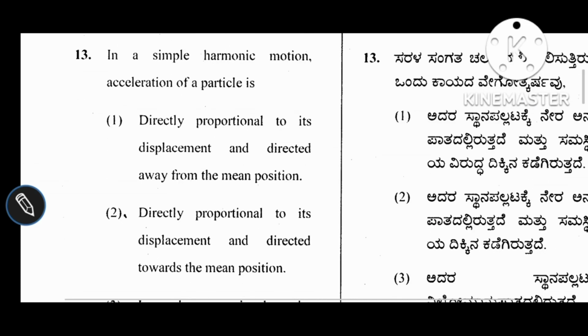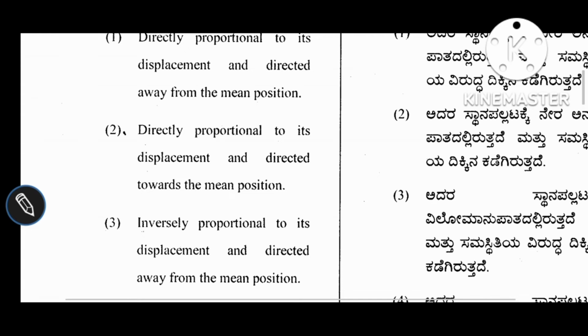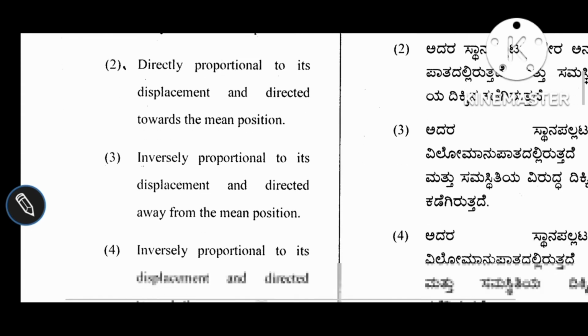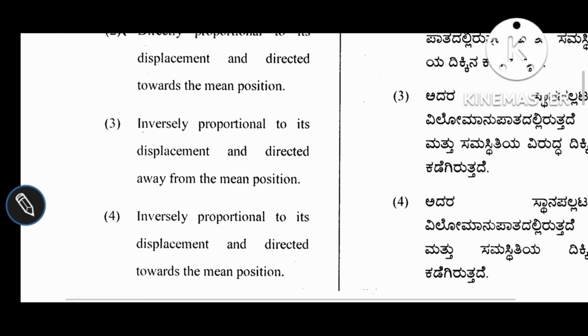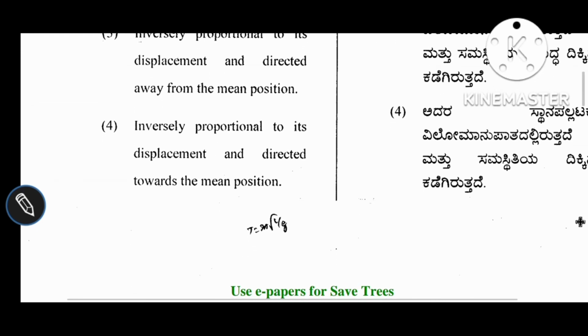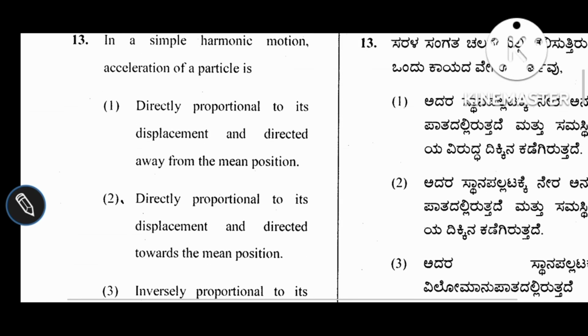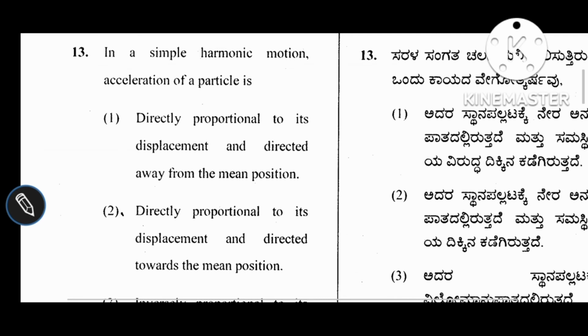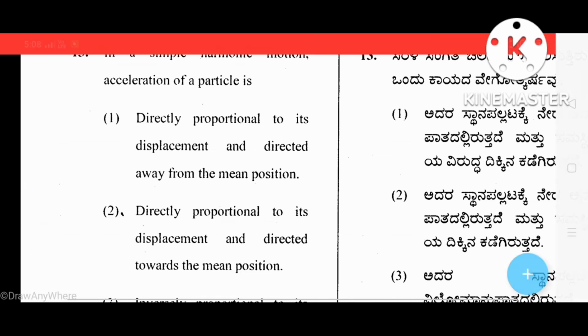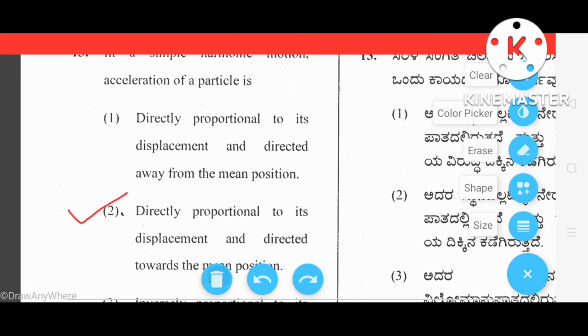13th one, in a simple harmonic motion, acceleration of the particle is directly proportional to its displacement and directed away from the mean position, directly proportional to its displacement and directed towards the mean position, inversely proportional to its displacement and directed away from the mean position, inversely proportional to its displacement and directed towards the mean position. So this is the definition of simple harmonic motion. In your PUC classes, oscillations chapter, you have studied about the simple harmonic motion. And also in the BSc classes you have studied about it. So the correct answer is the second one, directly proportional to its displacement and always directed towards the mean position.